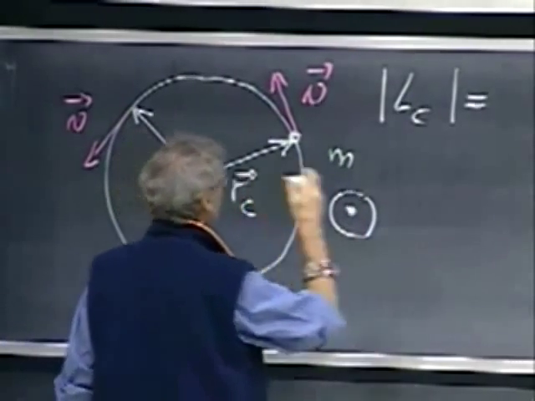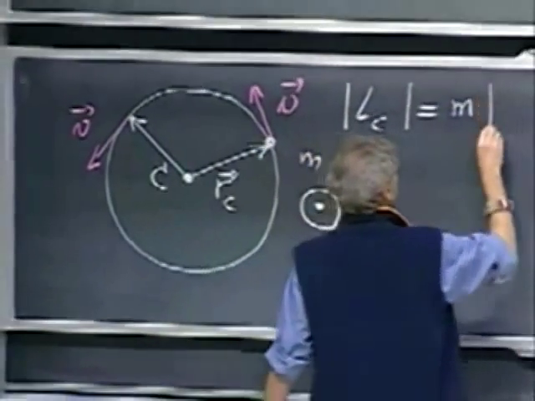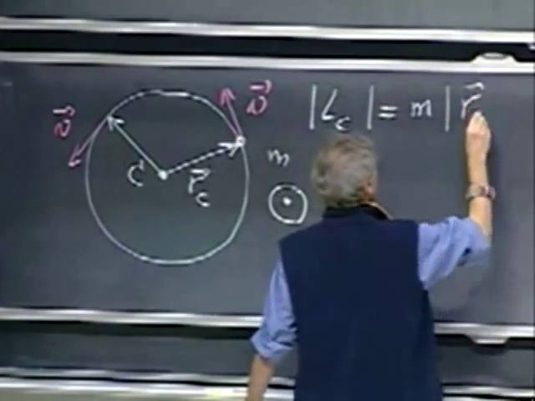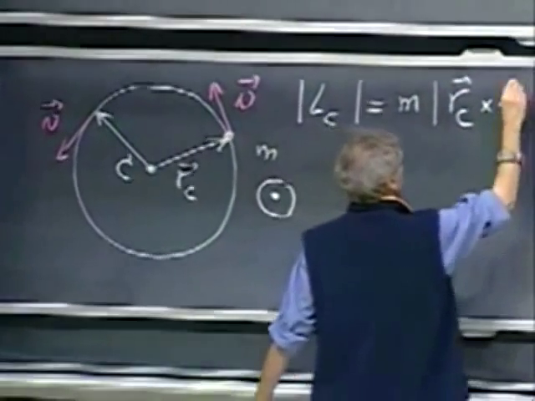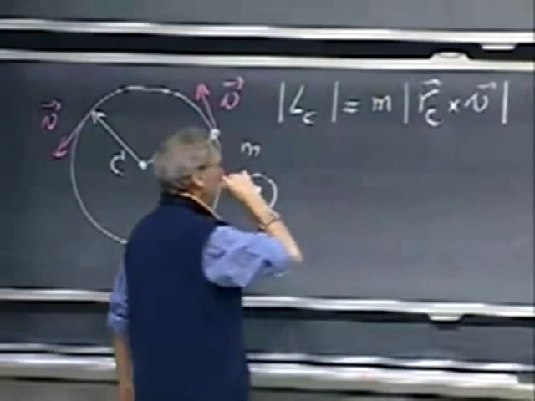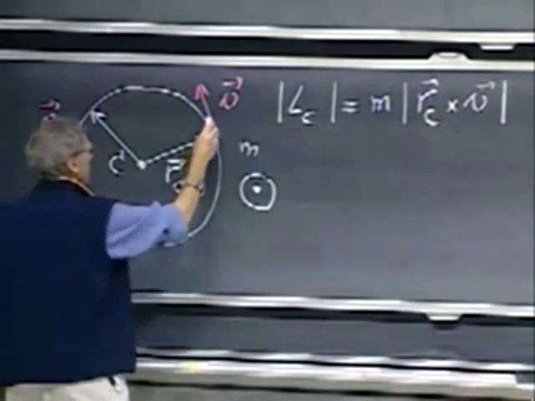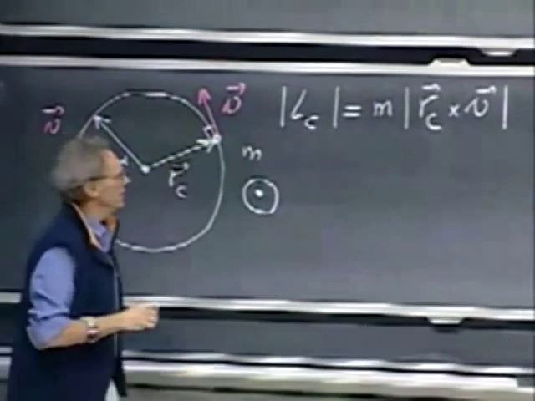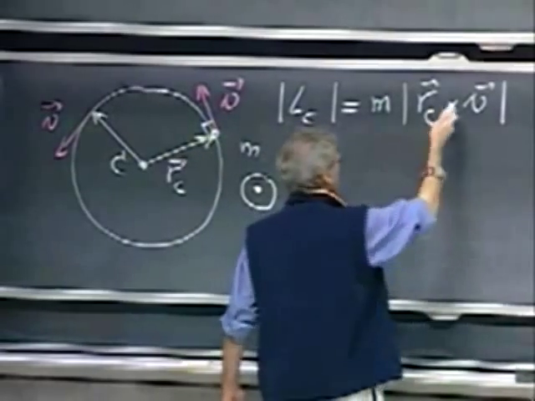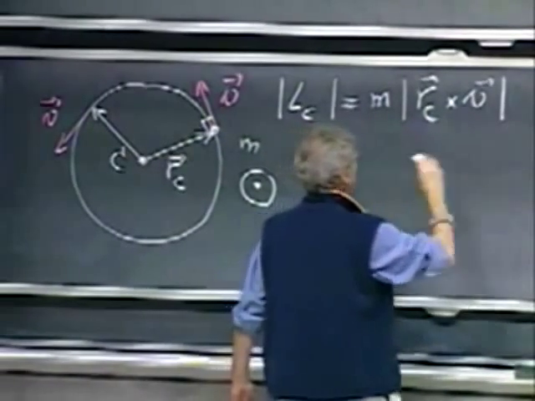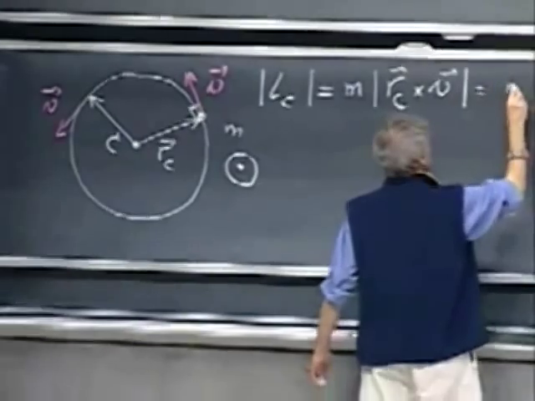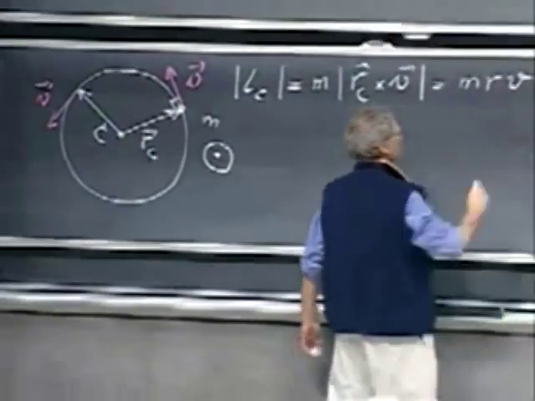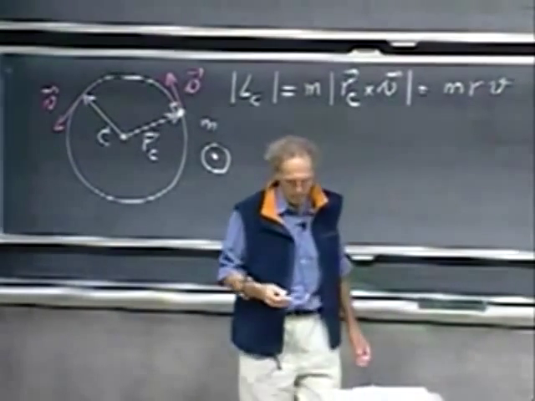So the magnitude is the mass of the Earth times the magnitude of the cross product between these two vectors. And notice the angle is 90 degrees, so I can forget about the cross. The sine of theta is 1. And so I simply get mRV, V now being the speed.